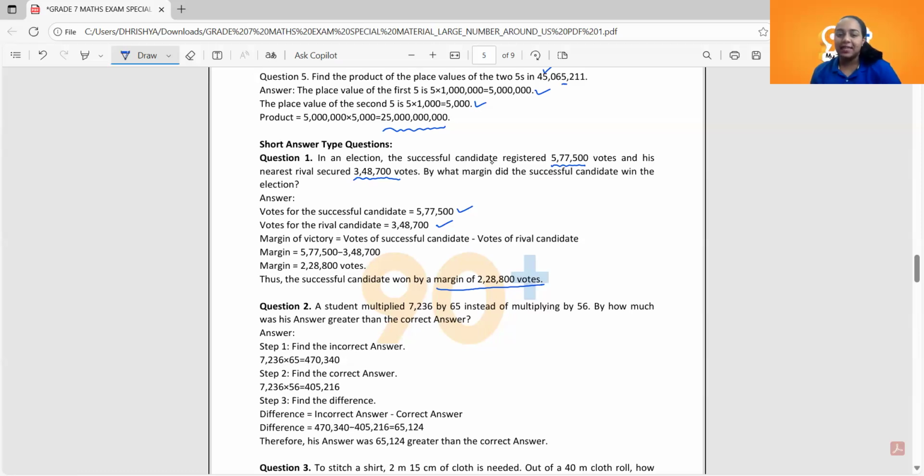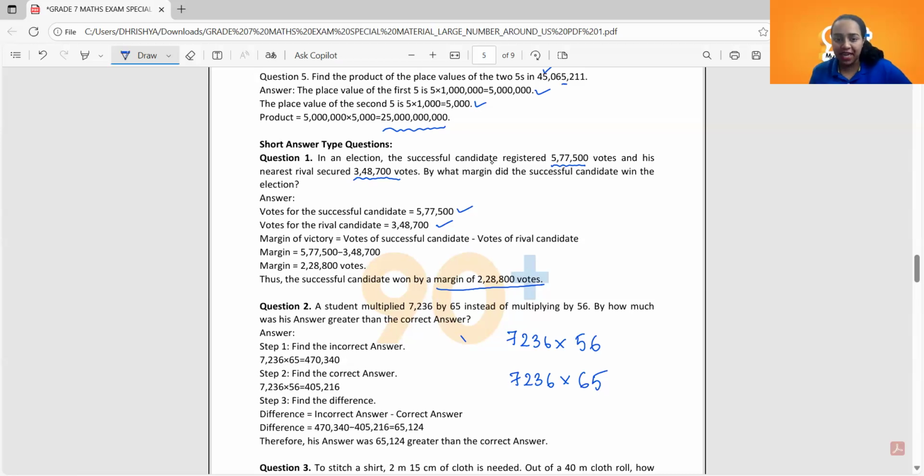So, next question. I hope this question is clear. A student multiplied 7,236 by 65 instead of multiplying by 56. So, by how much was his answer greater than the correct answer? In an exam, sometimes we have careless mistakes. What he wanted to do was this, but what he did was this. So you have to find the answers for both.